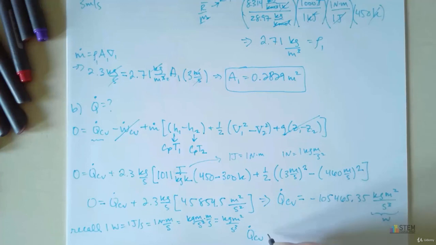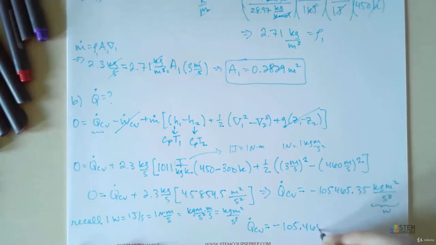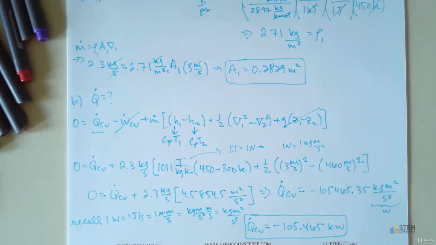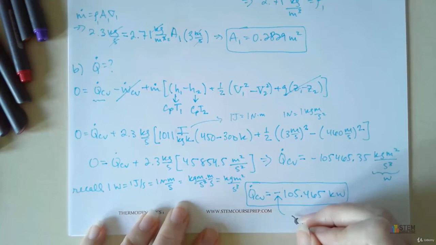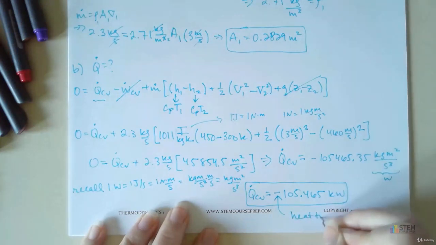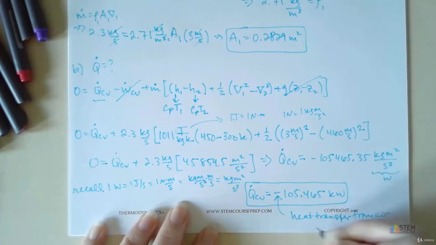So QCV dot then, once you divide this by 1,000, will be negative 105.465 kilowatts. Okay? So that's how you go about doing that. Now pay attention to this sign here. It's negative. So what does that tell us? Since it's negative, we've got heat transfer from the air to the surroundings.